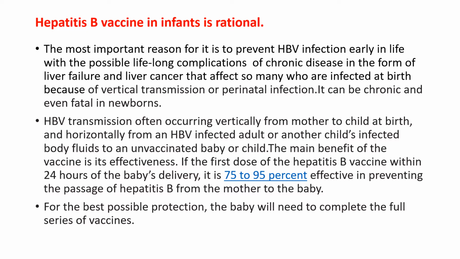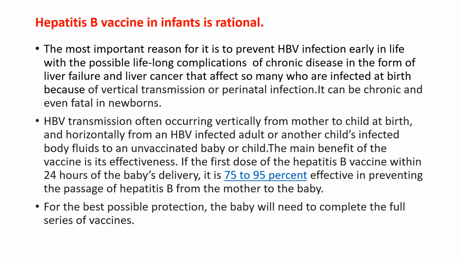The most important reason for it is to prevent HBV infection early in life with the possible lifelong complications of chronic disease in the form of liver failure and liver carcinoma that affect so many who are infected at birth because of the vertical transmission or perinatal infection. And this can be chronic or even fatal in newborns. HBV transmission often occurs vertically from mother to child at birth and horizontally from an HBV infected adult or another child's infected body fluids to an unvaccinated baby or child.